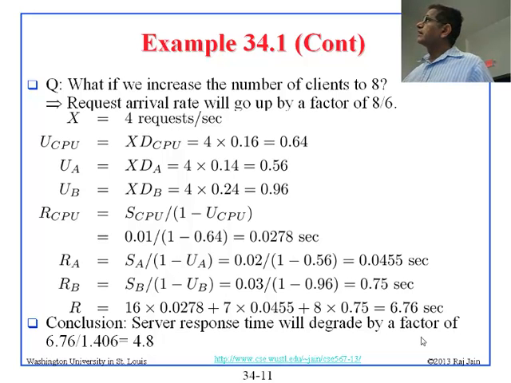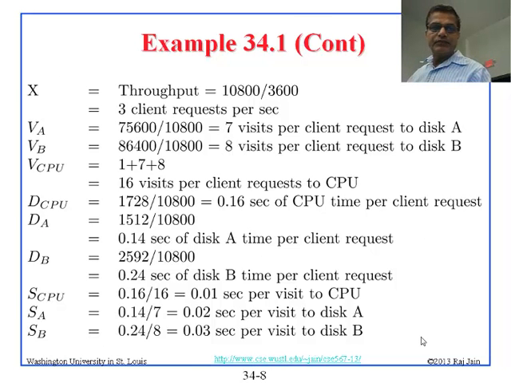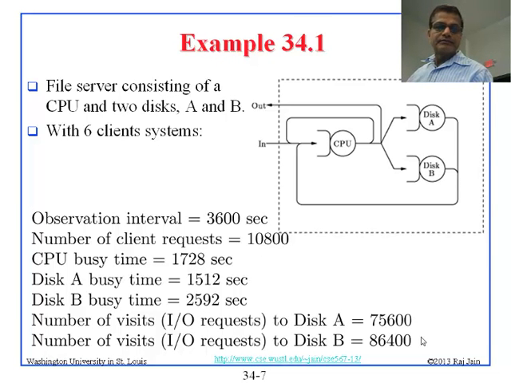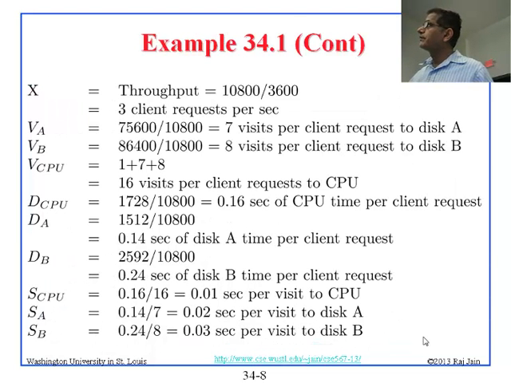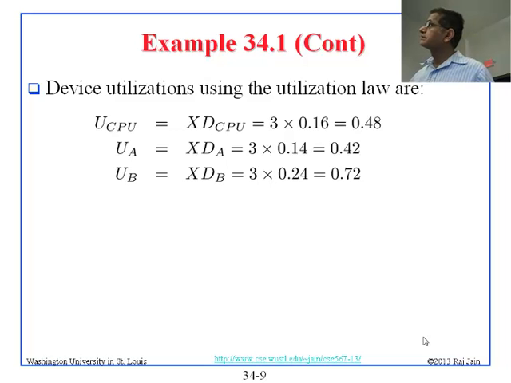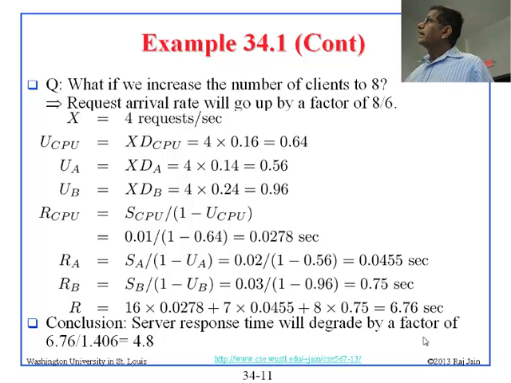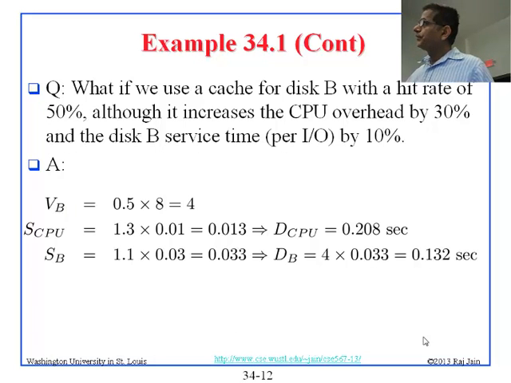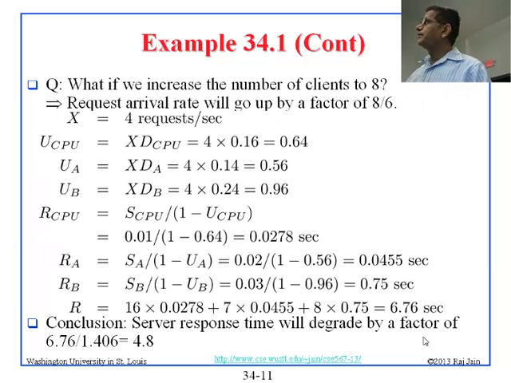And then we can change the number of clients to 8. Previously, it was a 6-client system, for whatever reason, right? Now we are going to go to 8. So the arrival rate will go up by a factor of 8 by 6, and you can do the calculations similarly. Your conclusion would be that it will degrade by whatever number. So you can do the calculations for any number of users.